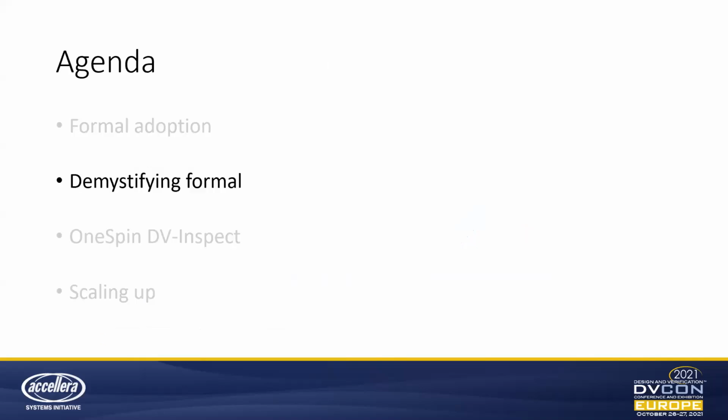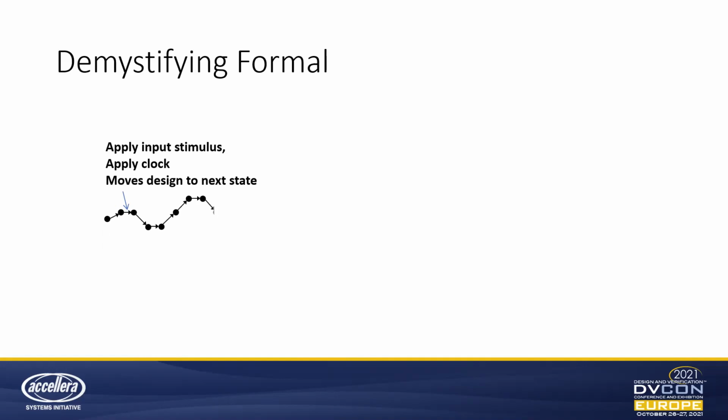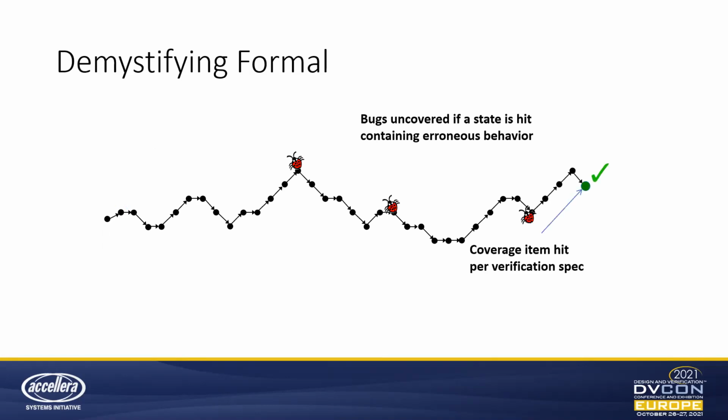But how does formal work? I'll try to demystify this for you. First, let's bring in the simulation. Basically in simulation, one needs to apply an input stimulus and a clock, and the design moves to next states that do the exploration. On the path, this may reveal bugs if a state is hit that contains erroneous behavior, so there may be several bugs until the coverage item is hit.